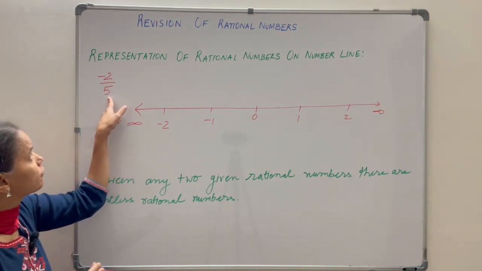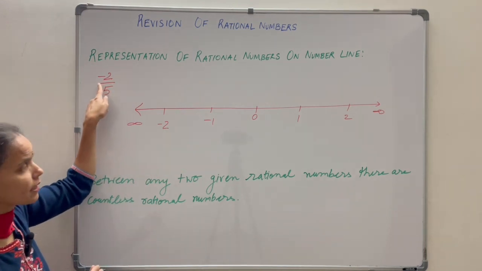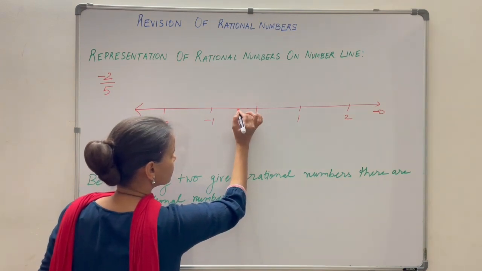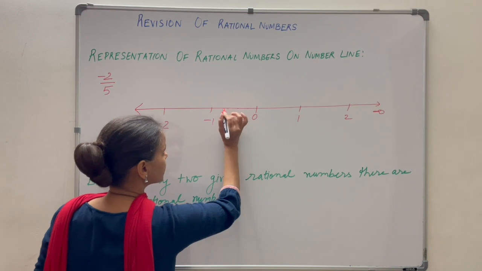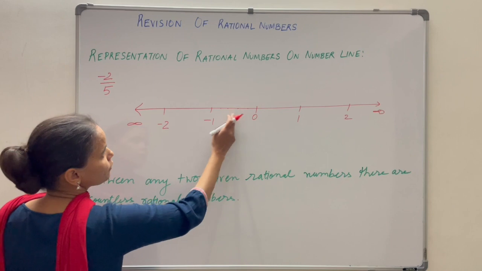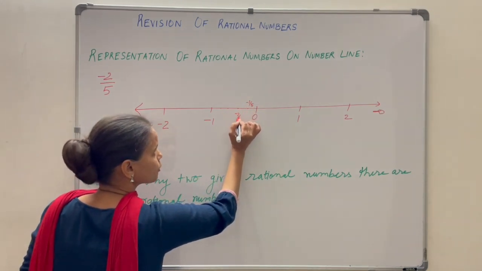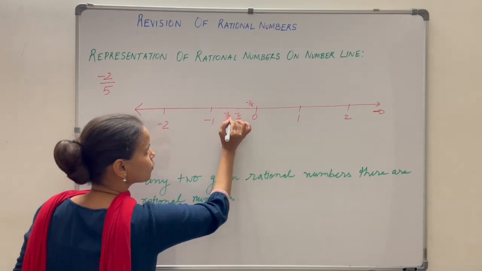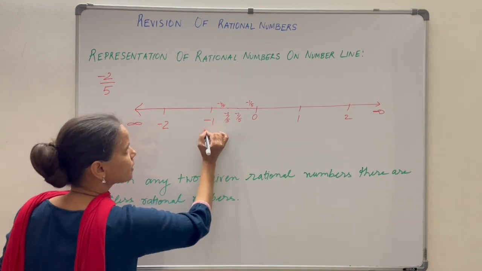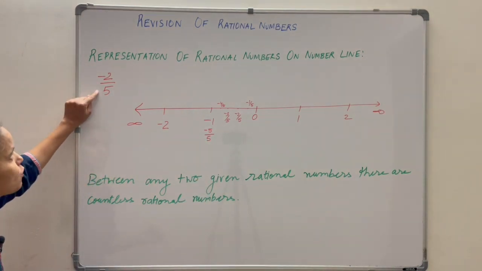So let us make 5 divisions of 1 unit on the negative side because this is a negative number. So we are going to make 4 dots to make 5 equal divisions. 1, 2, 3, 4. Okay. So this is 5 equal divisions. That means this is minus 1 by 5. This is minus 2 by 5. This is minus 3 by 5. This is minus 4 by 5. And this is minus 5 by 5, which is 1. So your number is minus 2 by 5.